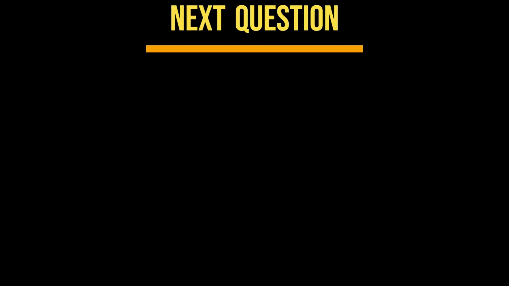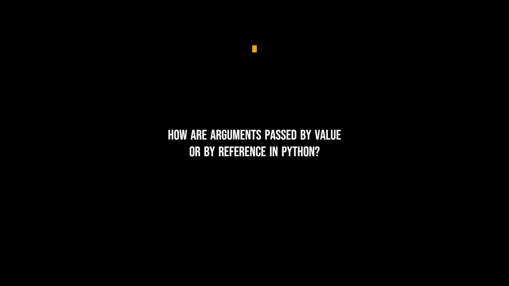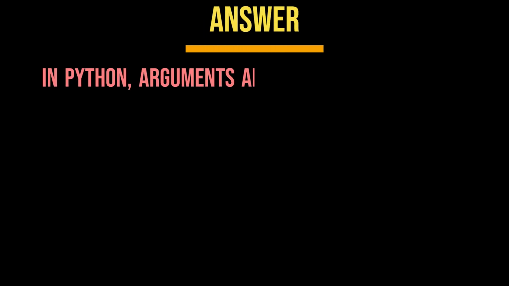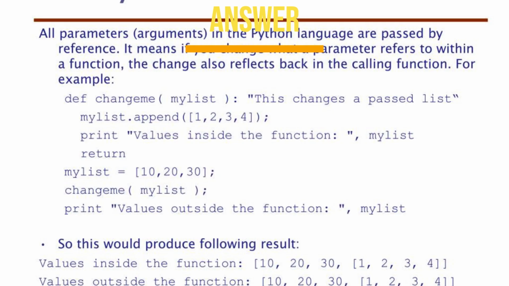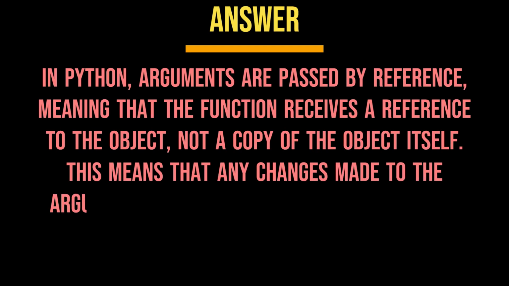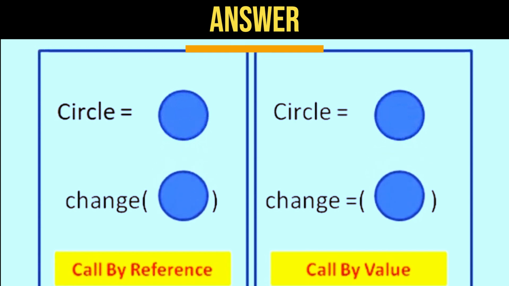Next question is, how are arguments passed by value or by reference in Python? In Python, arguments are passed by reference, meaning that the function receives a reference to the object, not a copy of the object itself. This means that any changes made to the argument inside the function will affect the original object, and persist after the function has completed.